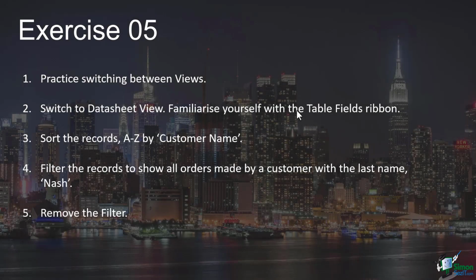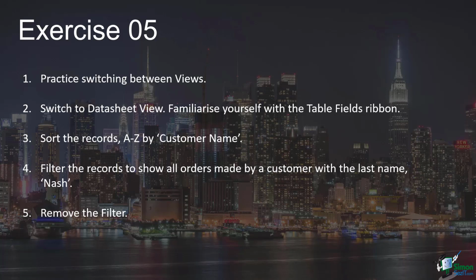It's now time to do exercise 5, where we're going to practice some of the skills that we've learned in this section of the course. So the first thing I'd like you to do is just simply open up Table Orders and just practice switching between views. And remember, there are a few different methods that we can use to switch between those different views. I'd then like you to switch into Datasheet view and just make sure you're familiar with the Table Fields ribbon. Remember, we can use that ribbon in Datasheet view to adjust those field properties.